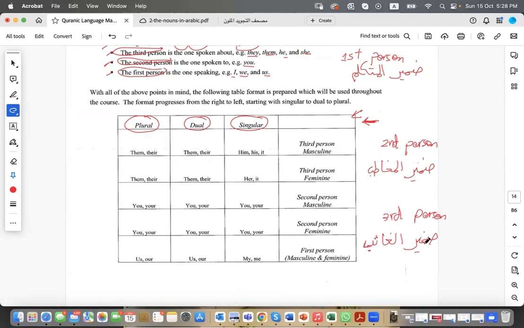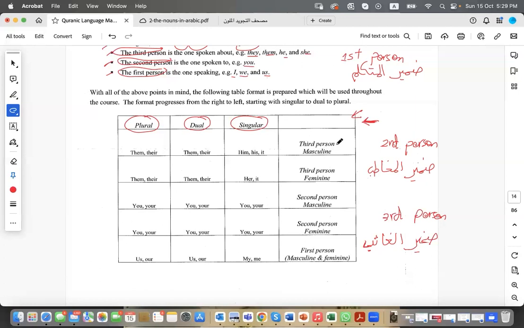As we said, ضمير is pronoun, الغائب is the absent. And the reason for calling it that way is that we are talking about somebody or something that is not here. It's not with us. And we're talking about this person or about this thing. And this is the third person type. Coming to the basic table that we're going to use a lot.